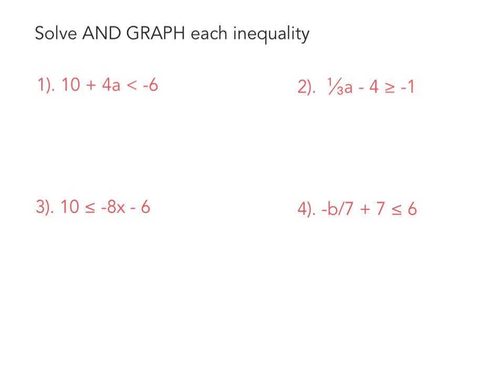Try these problems on your own on a separate sheet of paper and bring them to class tomorrow for credit. Also, let me give you a hint. On number 4, negative b/7 is the same as saying negative 1/7 b. Okay? Just in case you can't figure it out, it's a little hint for you. Good luck, you got this.